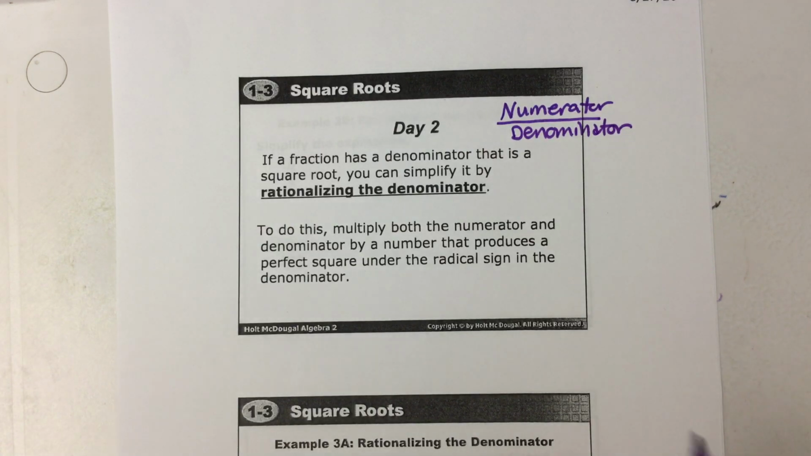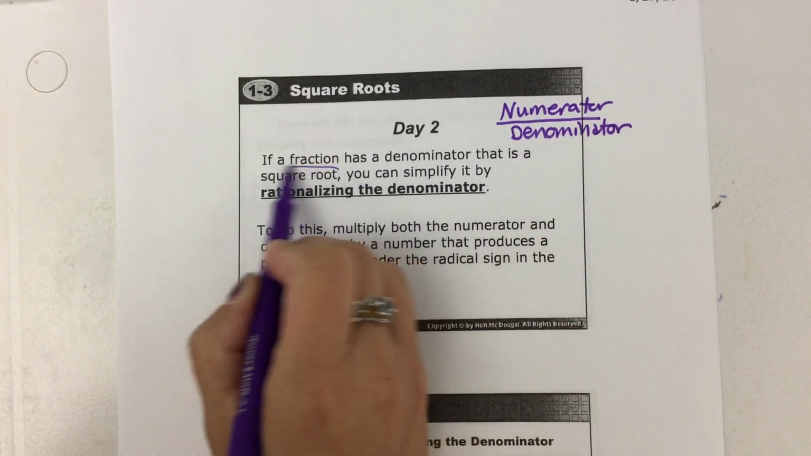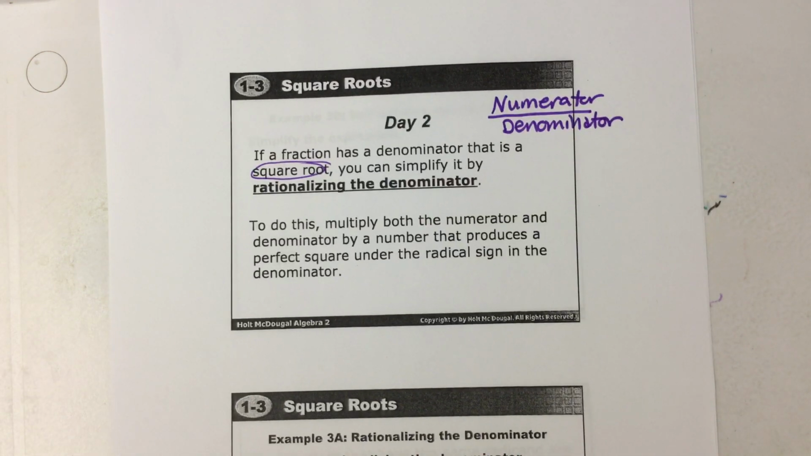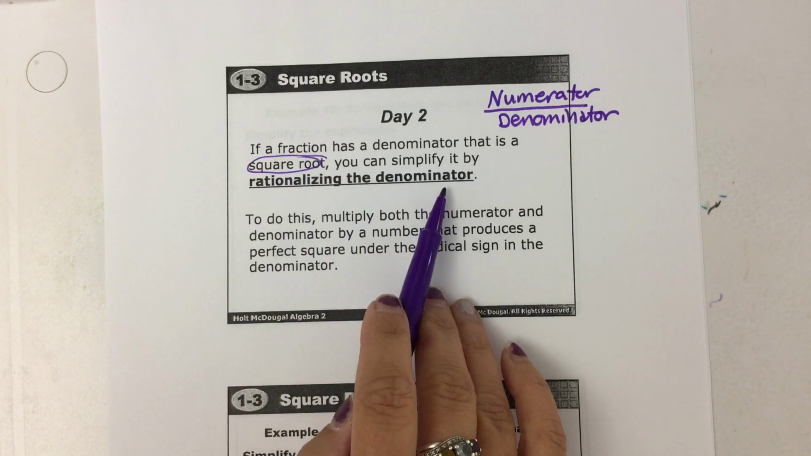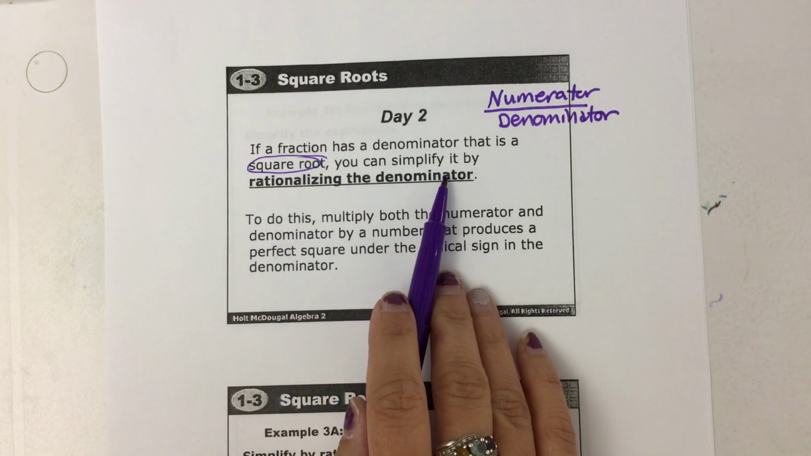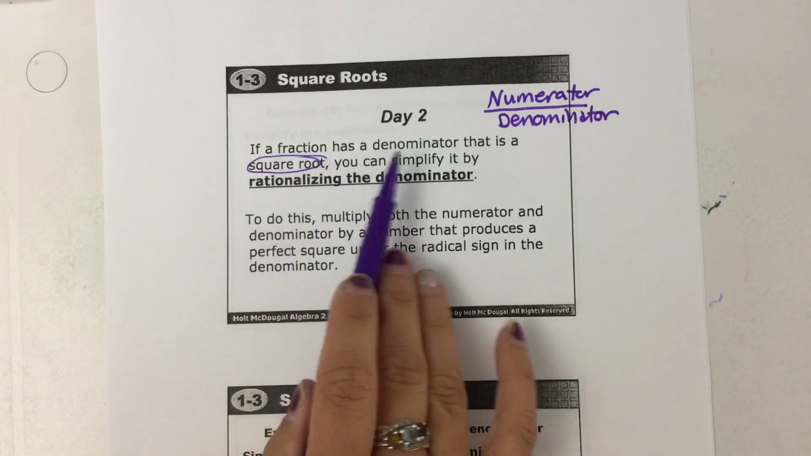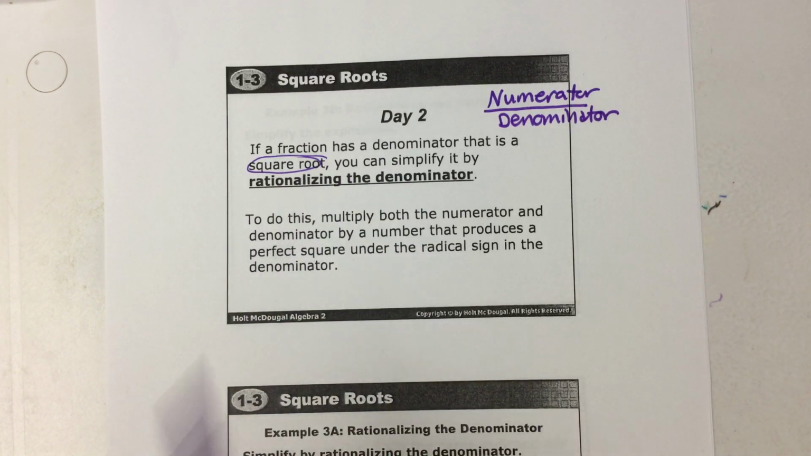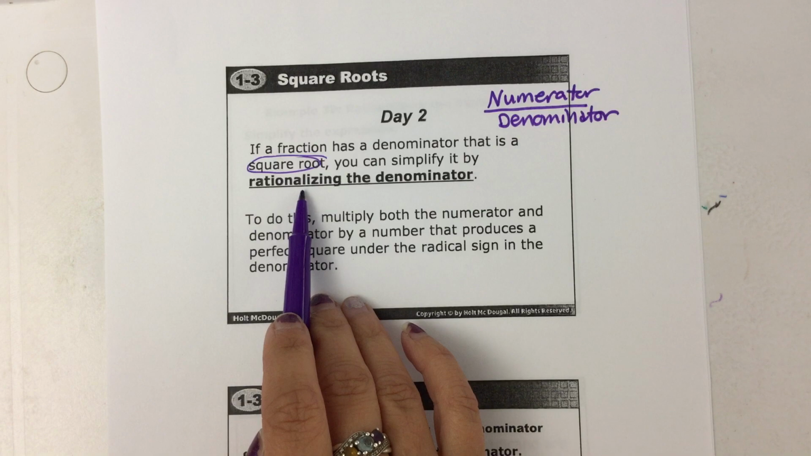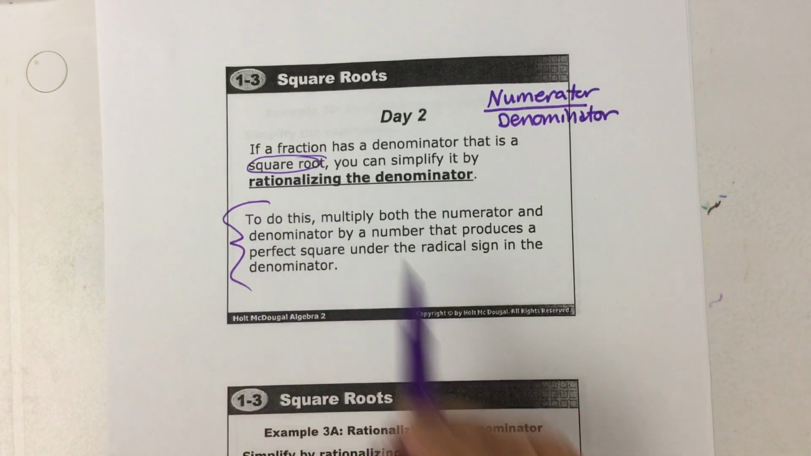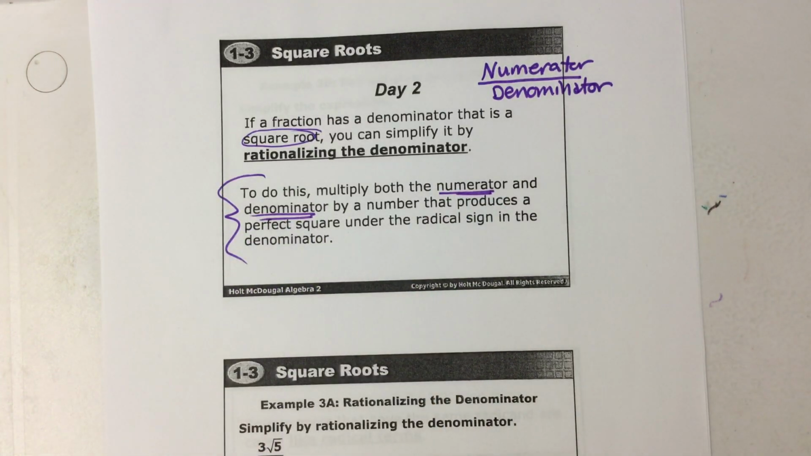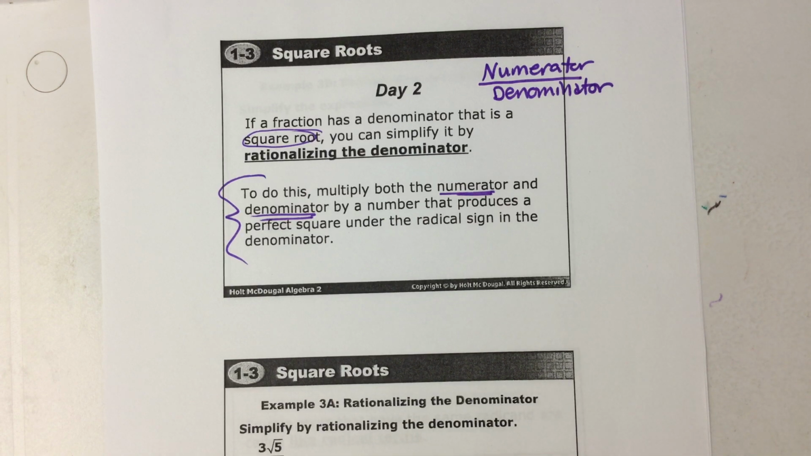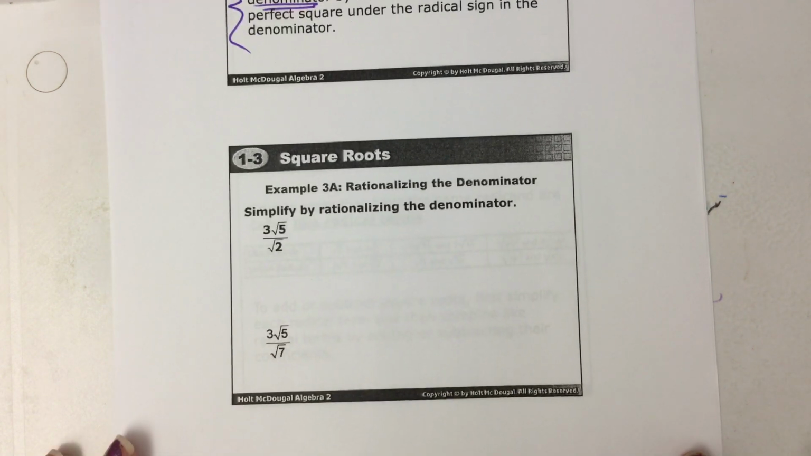So if a fraction has a denominator that is a square root, you can simplify it by doing something that is called rationalizing the denominator. What this tells us is we cannot leave a square root in the denominator of a fraction. If we have that, we have to go ahead and do what's called rationalizing the denominator. To do this, you multiply both the numerator and the denominator by a number that produces a perfect square under the radical sign in the denominator. So let's go ahead and see what this looks like, okay?